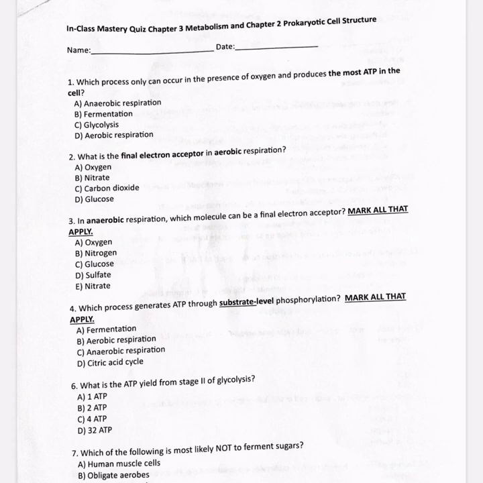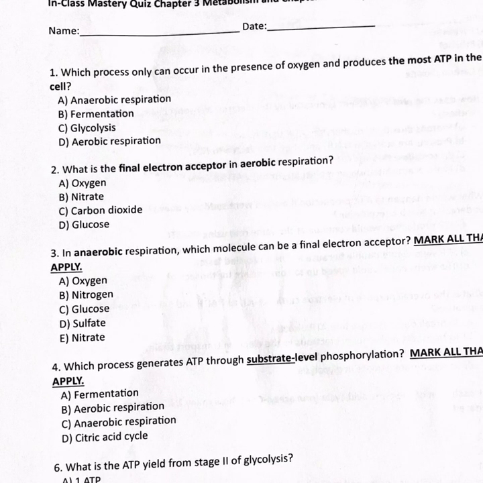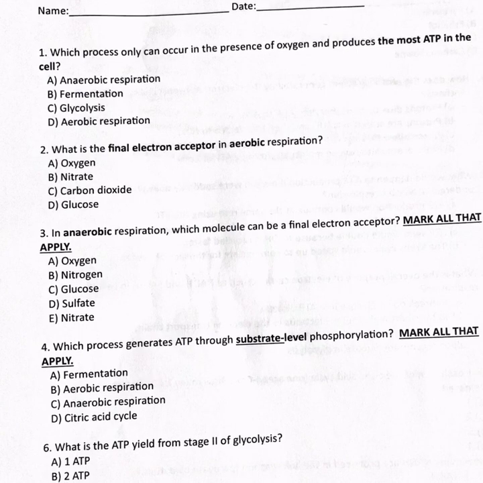Hello, we're going to go over the answers, or I'm going to go over them for this quiz. Number 1, which process can only occur in the presence of oxygen and produce the most ATP in the cell? Out of all the metabolisms, the answer would be aerobic respiration.